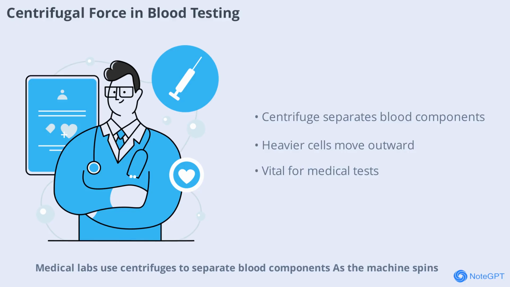Medical labs use centrifuges to separate blood components. As the machine spins, heavier cells move outward while plasma stays near the center. This process is vital for accurate blood tests and medical diagnoses.